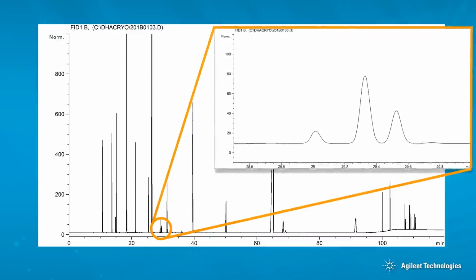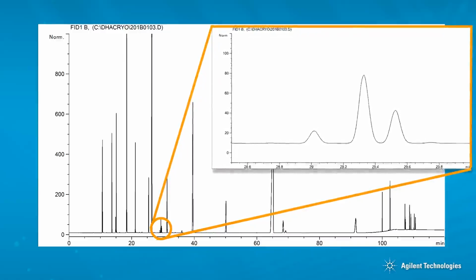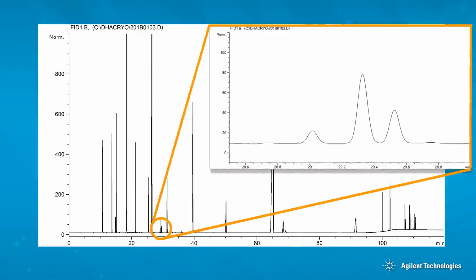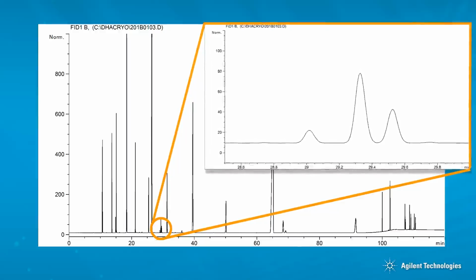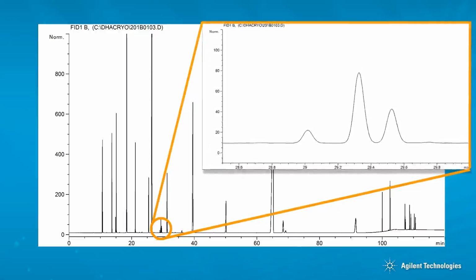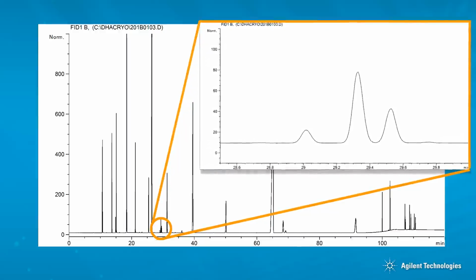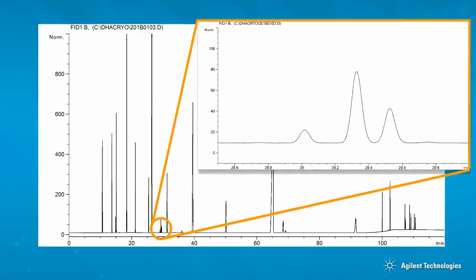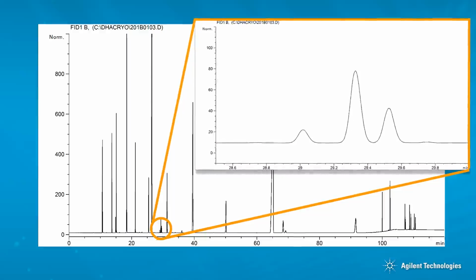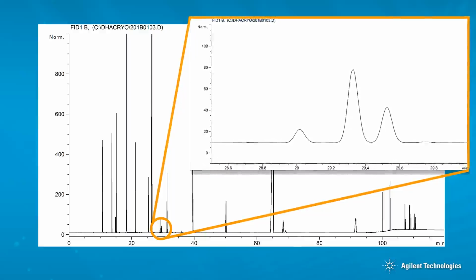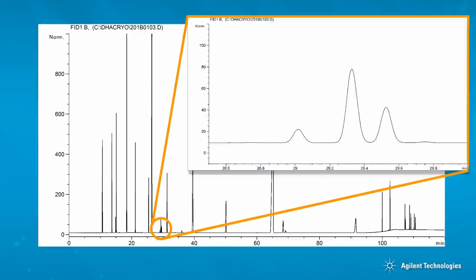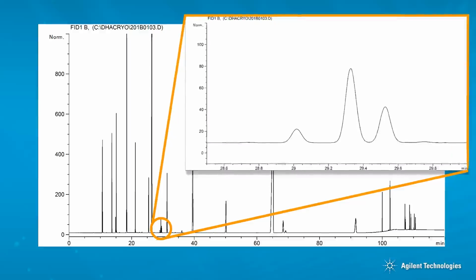How many compounds are in a hydrocarbon refining stream? The answer is a lot. One of the separations routinely done in the hydrocarbon processing industry is a detailed hydrocarbon analysis. In order to achieve the desired separation of hydrocarbon isomers, a narrow bore, 100 meters long column is used.